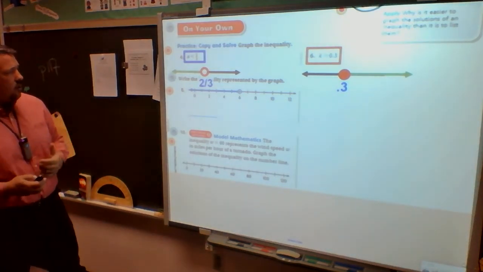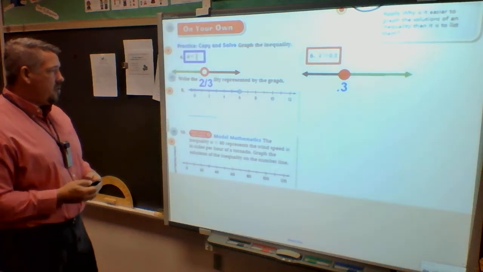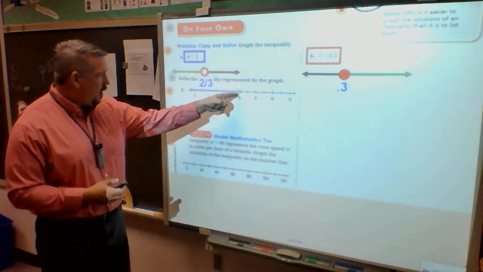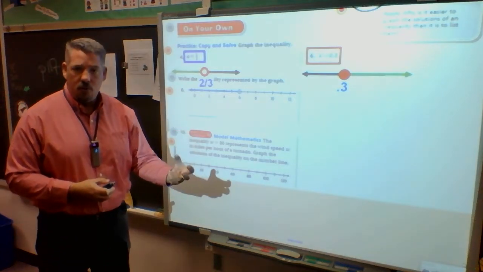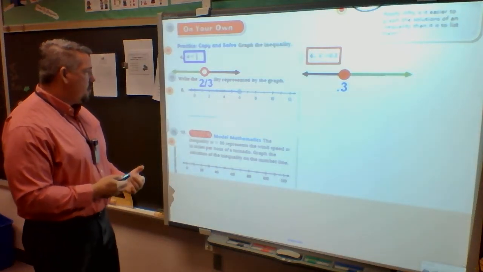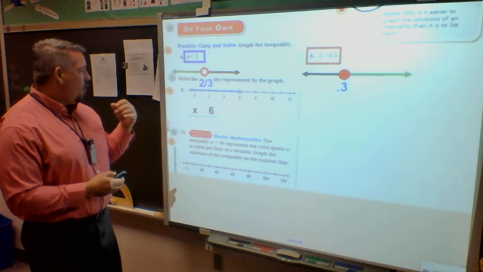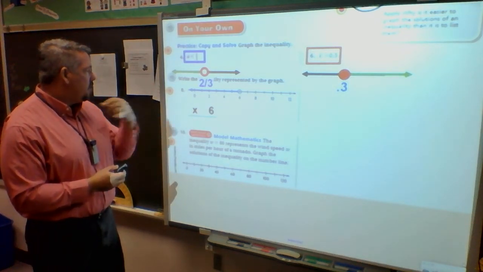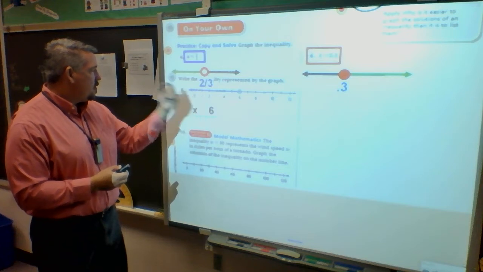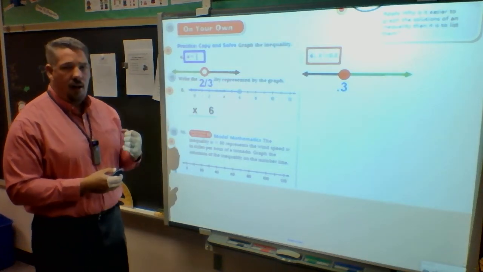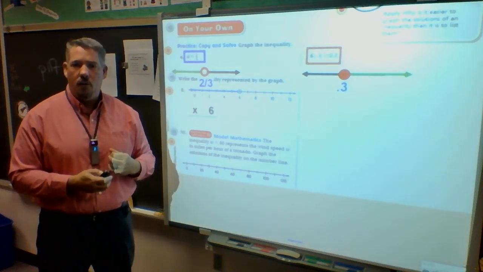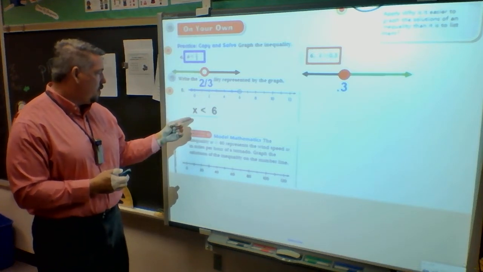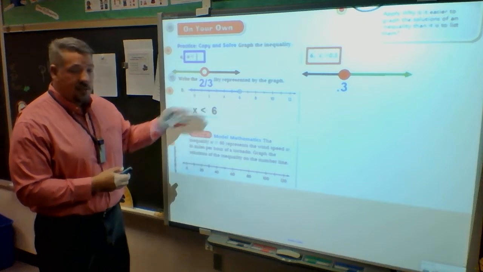On number 8, it says to write the inequality represented by this graph. So when I look at it, I see that I have a 6. I see that I have an open circle, and then it's shaded to the left. So let's see. I know I have X, which is my variable, and I'm going to shade to the left. That's what it says. So I need to have my symbol pointing where? Well, it's shaded to the left, so I know it's going to point to my variable. So X is less than 6.